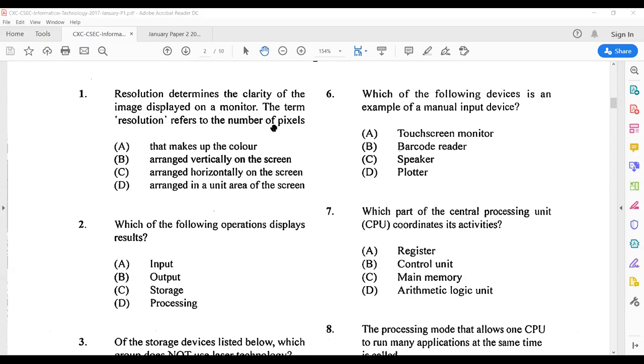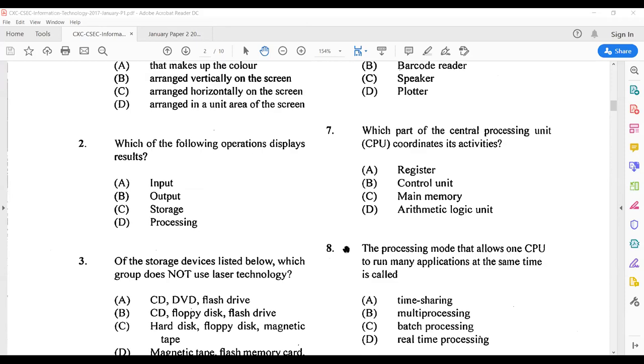Resolution determines the clarity of the image displayed on the monitor. The term resolution refers to the number of pixels, and it has some options. So D. Yes, D, arranged in a unit area of the screen. What happens is the number of pixels determines the clarity, so the quality of the image is determined by the pixels. If you have more pixels in a unit area, the clearer and the better quality the image will be, right? So the answer for question one is D.